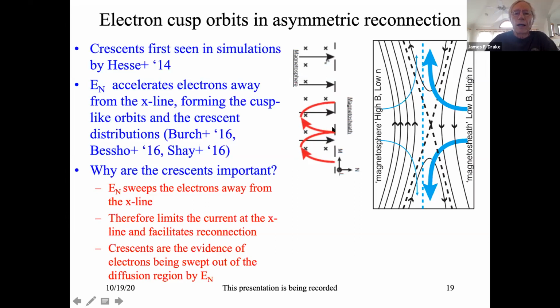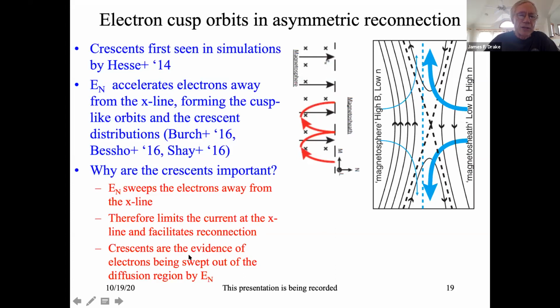Okay, well, these crescent distributions are really important. And the reason is because this electric field sweeps the electrons out of the X-line region. The electrons get ejected out. That's why you don't produce any huge current here, because the electrons get ejected out by that electric field. So it sweeps the electrons away from the X-line and therefore limits the current at the X-line. And this helps facilitate reconnection. There's very little in the way of intense current at the X-line.